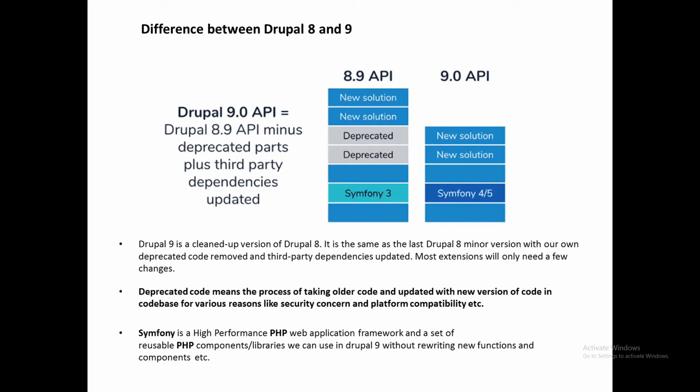Now we are going to see how to create a Drupal 9 custom module. The main difference between Drupal 8 and 9 is that Drupal 9 is a cleaned up version of Drupal 8. It is the same as the last Drupal 8 minor version with our own deprecated code removed and third-party dependencies updated. Most extensions will only need a few changes.